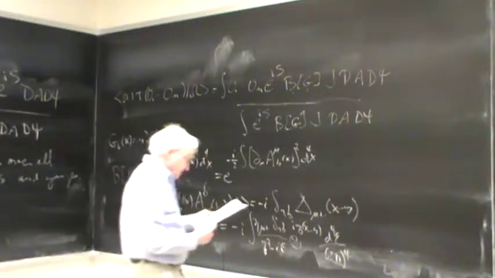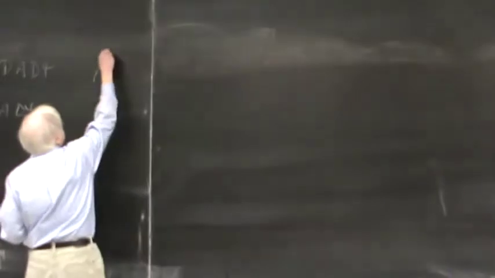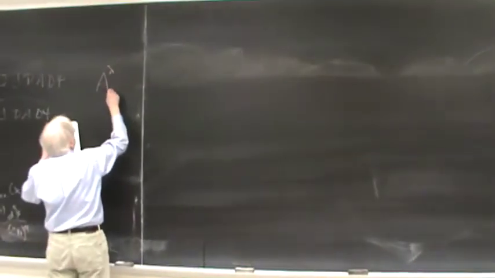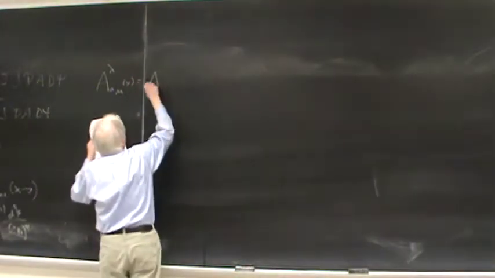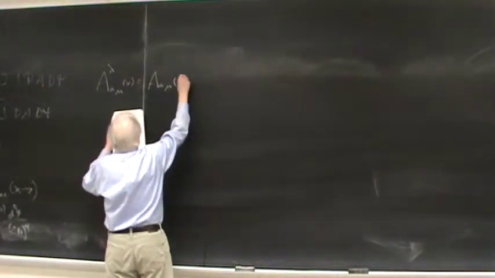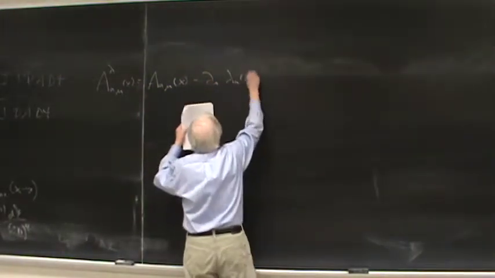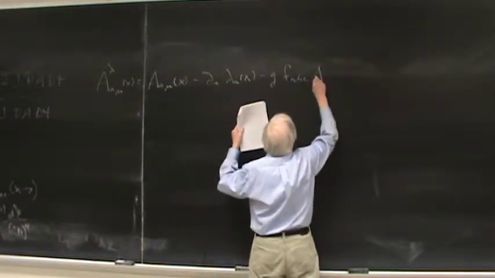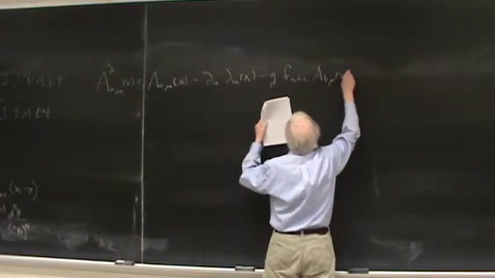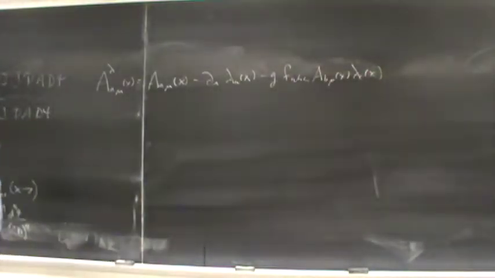for fixing gauge invariance then says, well, we have to look at what happens if we make an infinitesimal gauge transformation, and we know that this is A^a mu of x minus d mu lambda^a of x minus g, the structure constants f_abc, A^b mu of x lambda^c of x. So that's how the field transforms under an infinitesimal gauge transformation.